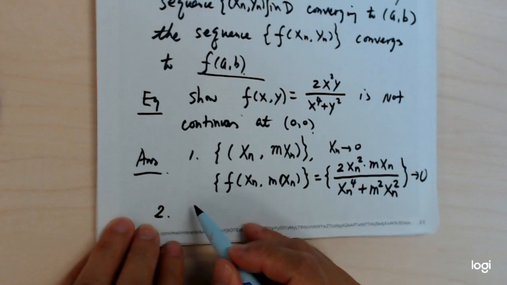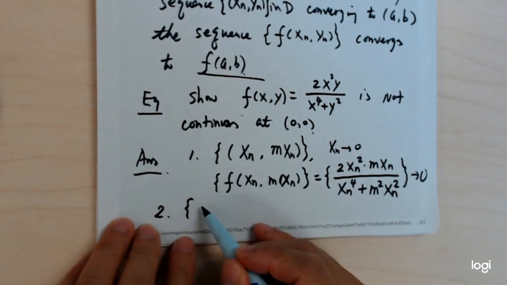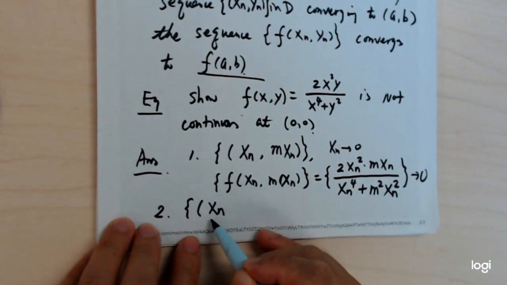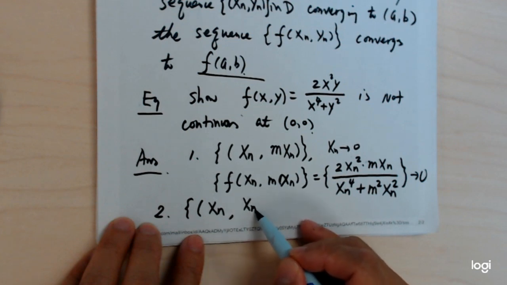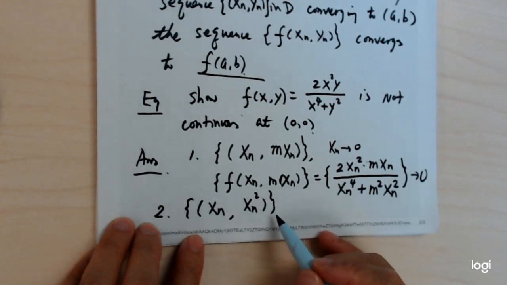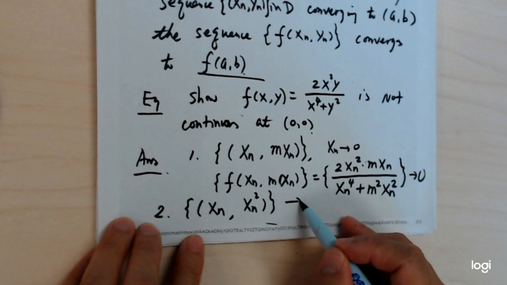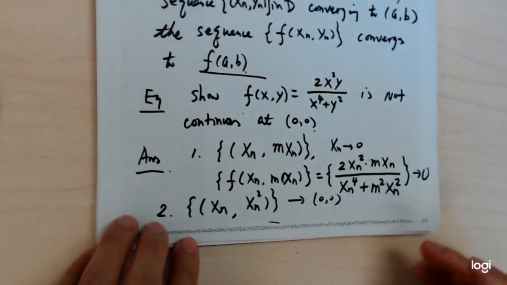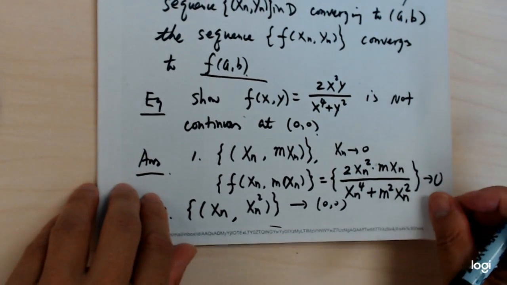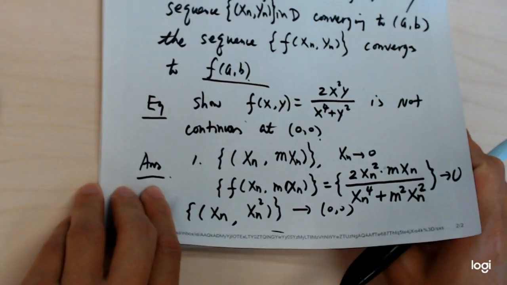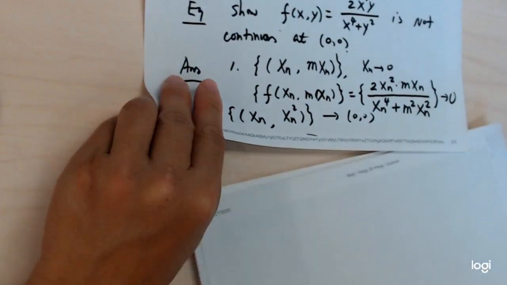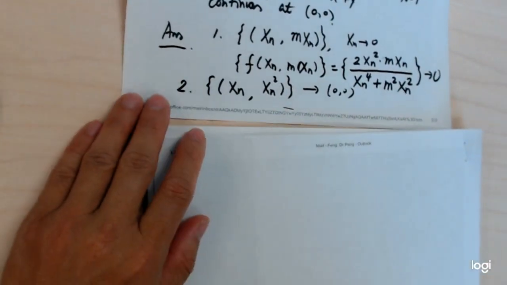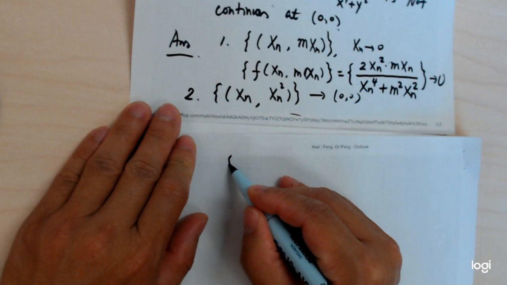And then I would choose a second path. I still pick a sequence of x values that goes to 0, and I pick yn to be xn squared. So obviously this is also something that goes to (0, 0) if I let xn go to 0. And then I plug this new pair into f. And here's what I'm looking at.